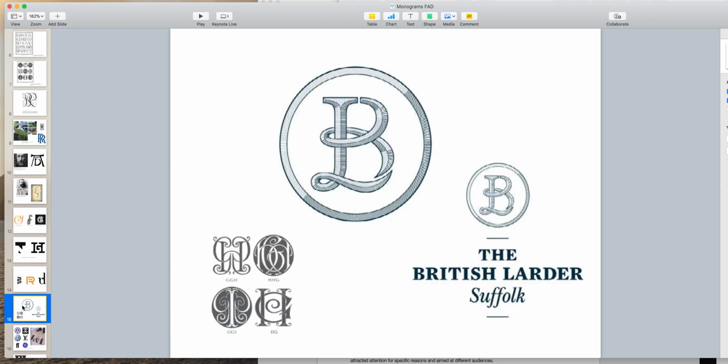Again, we're looking at some really exquisite examples. I would suggest, again, kind of an Edwardian feel. The British Larder, Suffolk. It's quite trustworthy. Is it foodie? Is it kind of a deli, Fortnum's type place? Fortnum's? You know, I think that's what it's trying to be.